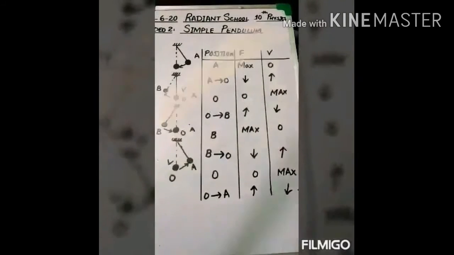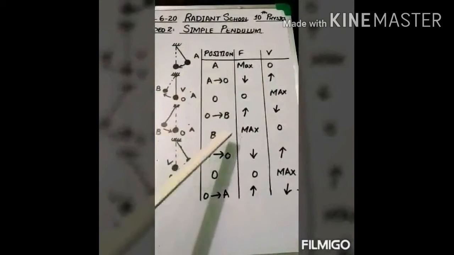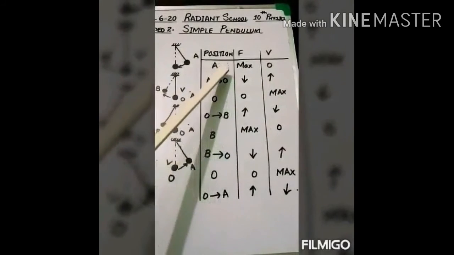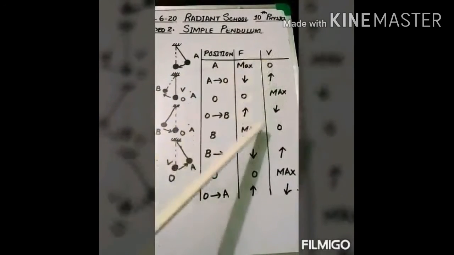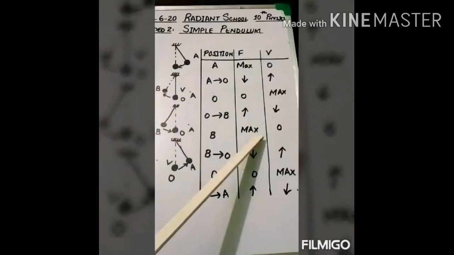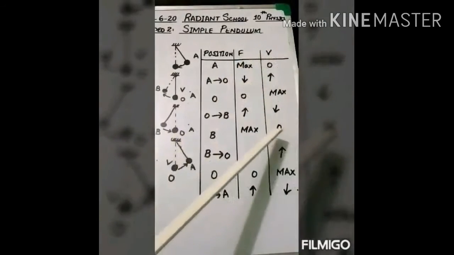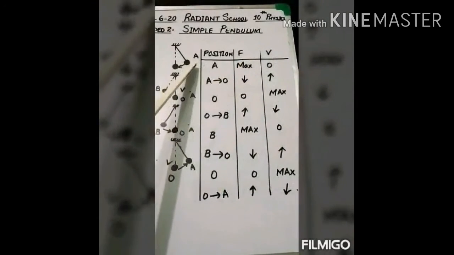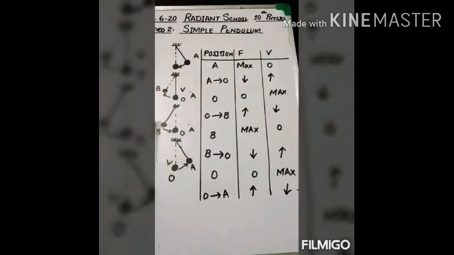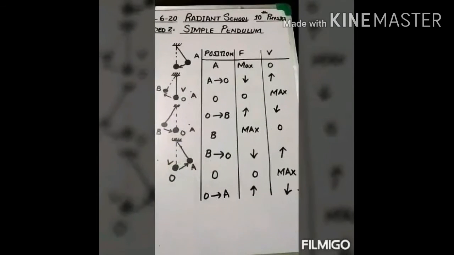Again, at the extreme positions A and B, the restoring force will be maximum, as the body has the maximum displacement from the mean position, and the speed of the body is 0, as it will stop for a while and then it will start moving back.